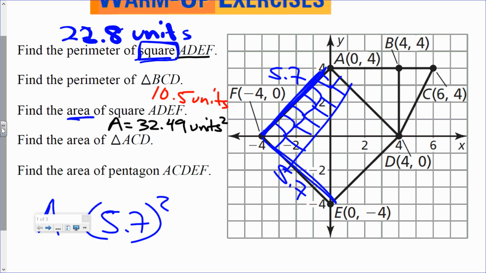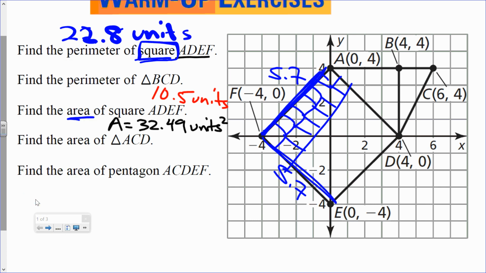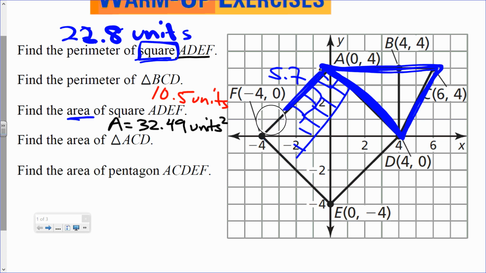Now the area of triangle ACD. ACDC. Did you guys ever listen to ACDC? Never mind. ACD. Here we go. ACD right there. What's the area of this triangle? That's the question. Let me erase this here so it doesn't confuse us. Need some coffee.